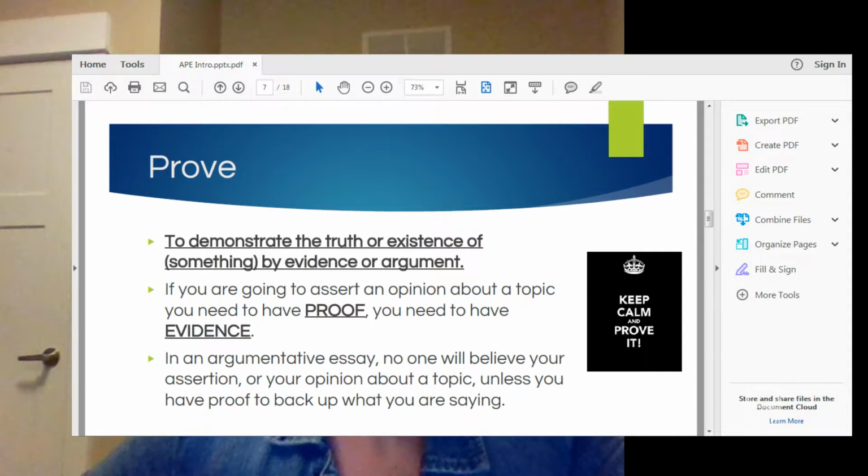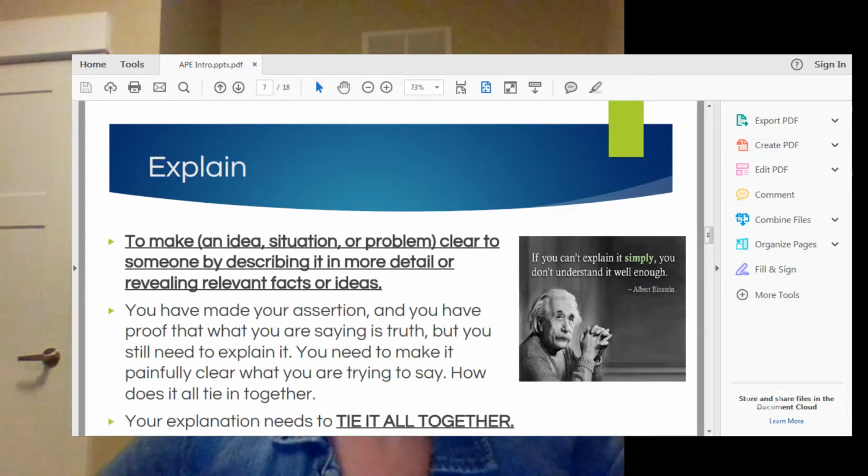Proof means to demonstrate the truth or existence of something by evidence or argument. If you're going to assert an opinion about a topic, you need to have proof. You need to have evidence. In an argumentative essay, or in really any type of writing, no one will believe your assertion or your opinion about a topic unless you have proof to back up what you are saying. You have to have examples in order to prove your point. Okay? So this would be like pulling quotes from the text, paraphrasing certain parts of a text. So yes, you do need to remember what you read.